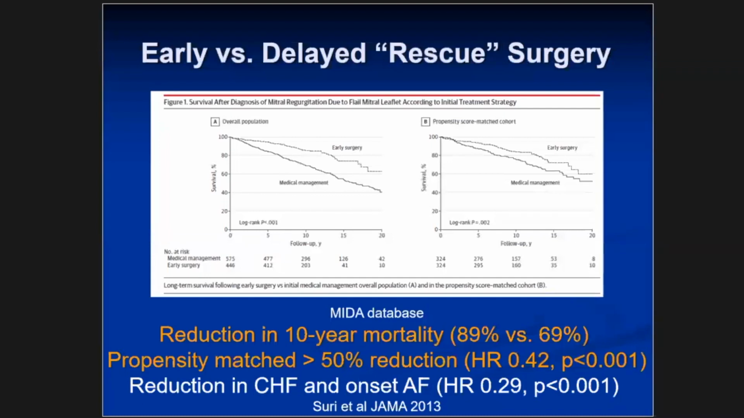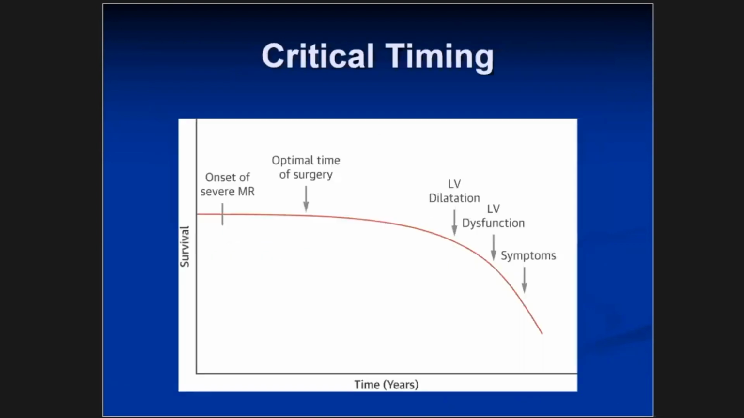And if you look at the databases and the outcomes from those, there was a very significant reduction with earlier therapy in 10-year mortality, a reduction of about 50%, a hazard ratio of 0.4, and an even more dramatic reduction in congestive heart failure and atrial fibrillation of about 70%, a hazard ratio of 0.3. So that led to the idea of treating people earlier in the course of disease.